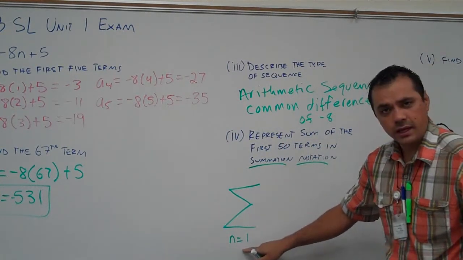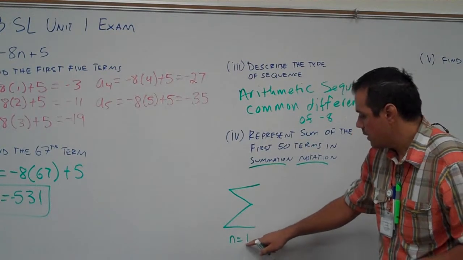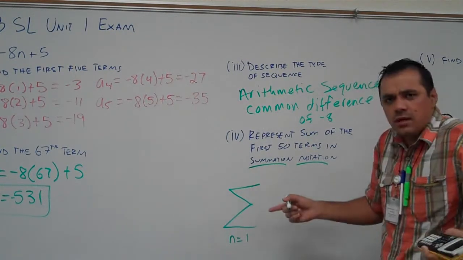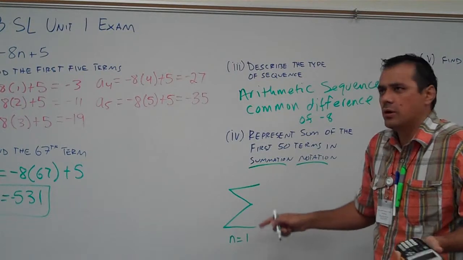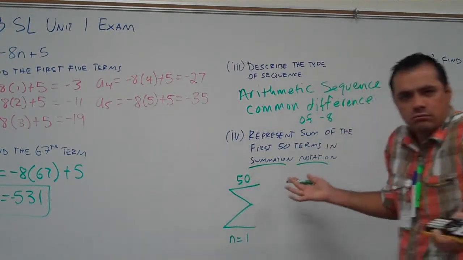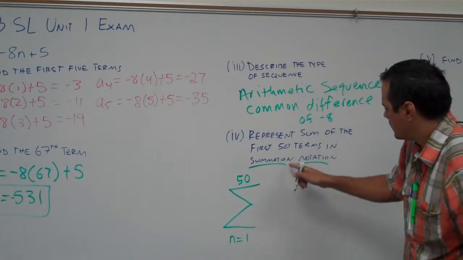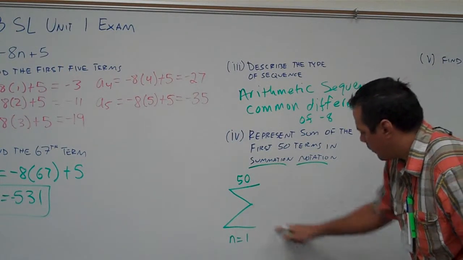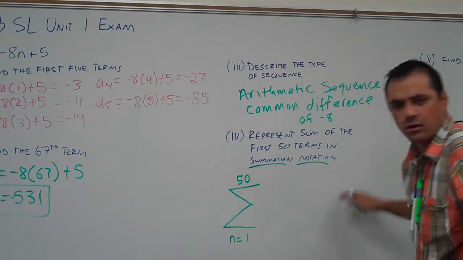So my lower limit is 1. My index is n, right? So this is 1. So my upper limit, first 50. So if I'm starting with 1, well, what are my first 50 terms? Well, I want from 1 to 50, right? Okay? All right. And it says summation notation, which means, okay, what am I going to be using here?